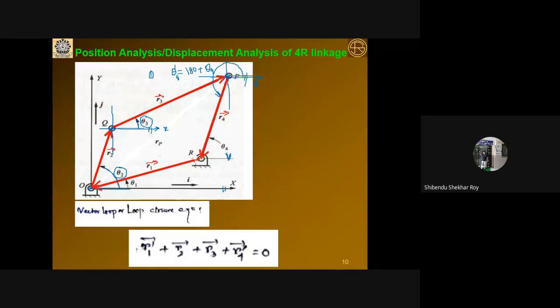Now similarly, the only link left is link number 1, and link number 1's tail end is this one. At the tail end you draw the positive x direction, and this is the corresponding y direction.